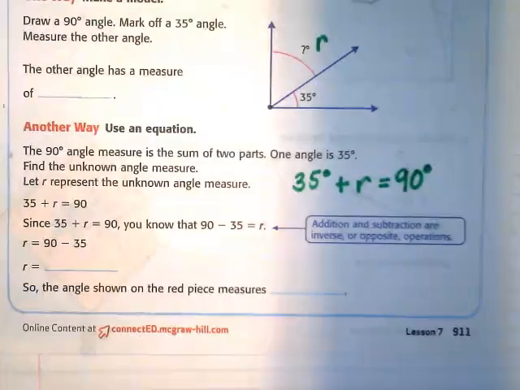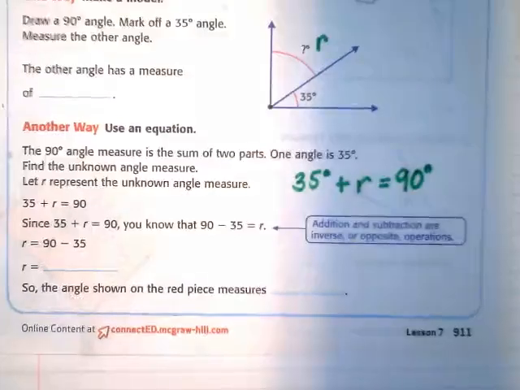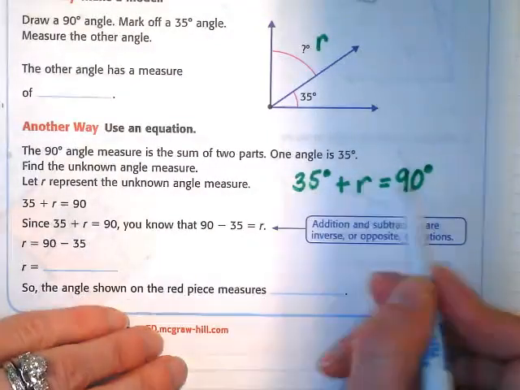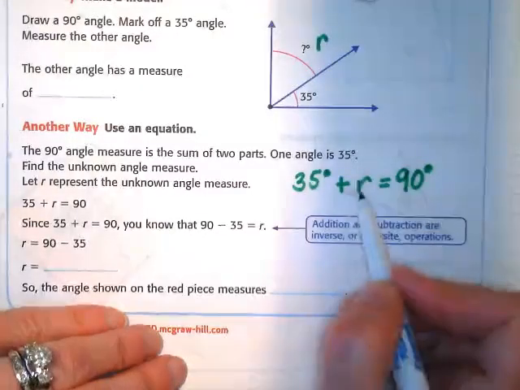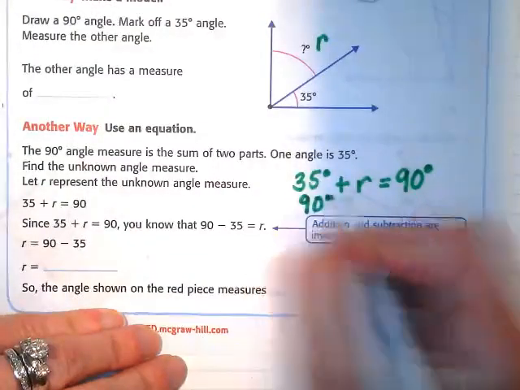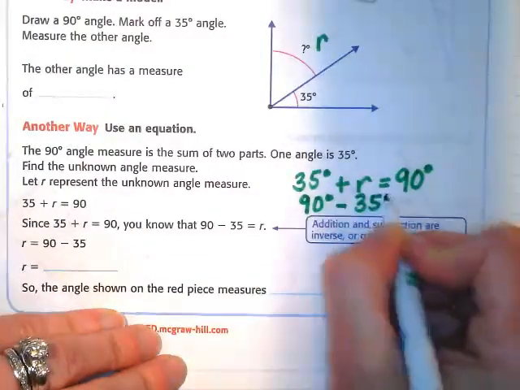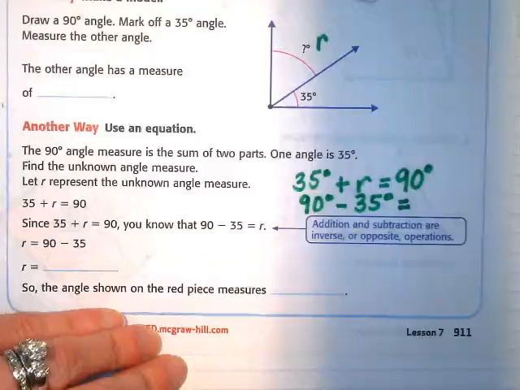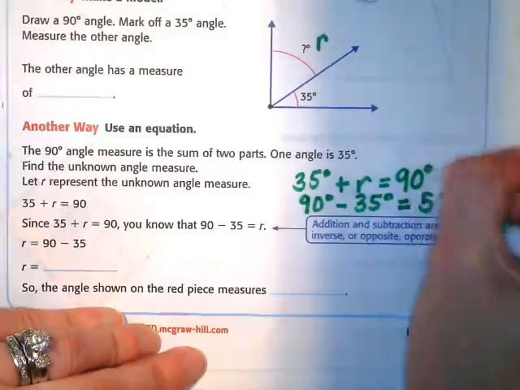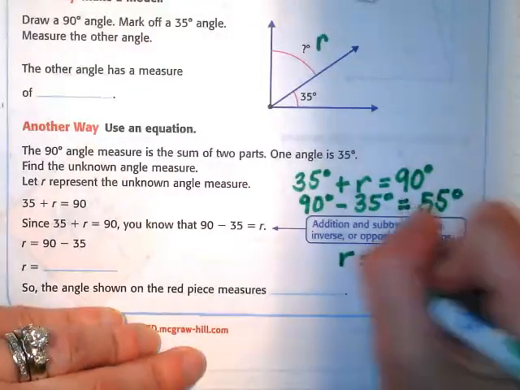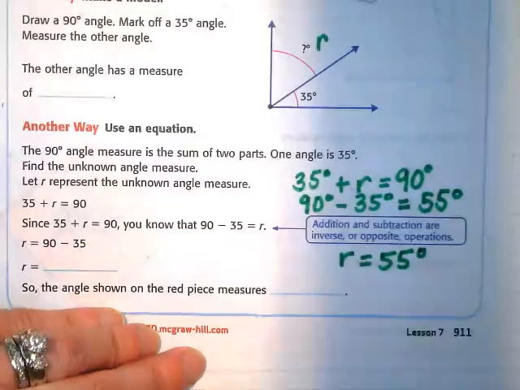Once we do that, now what we're figuring out is, what is R? How do I figure that out? 35 plus what is 90 degrees? Or I could turn that into 90 degrees take away my 35 degrees is going to equal that missing angle, which is 55 degrees. So R is going to equal 55 degrees.